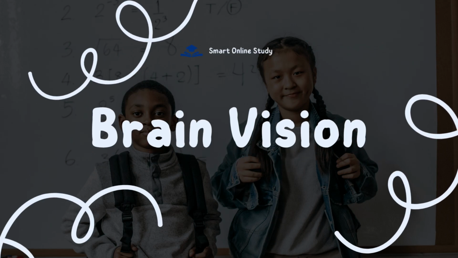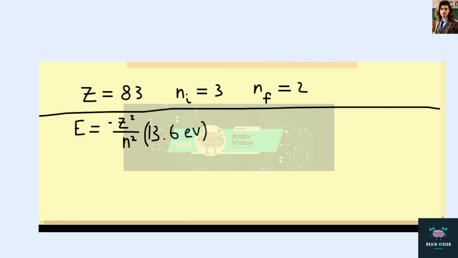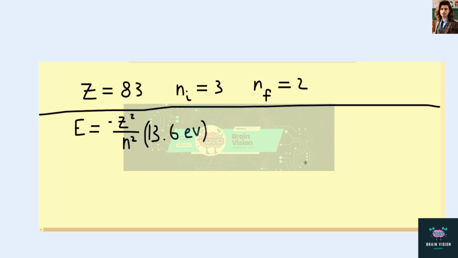Welcome to Brain Vision. We're told that we're dealing with the atom bismuth, so the Z value is equal to 83. And we're told that we are going from the M to L orbital, so in initial, n sub i is equal to 3, and in final is equal to 2.